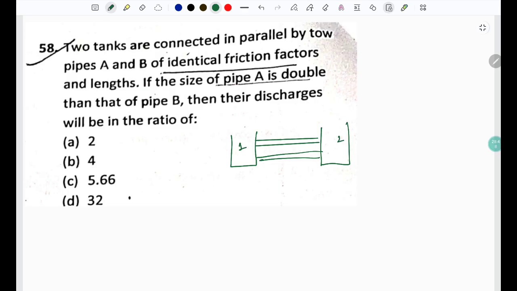This is tank 1, this is tank 2, this is pipe A and this is pipe B, and what they are saying is that they had identical friction factors and same lengths also. Suddenly they have doubled the size of A, that means the diameter has been doubled, then the ratio of discharge would be.